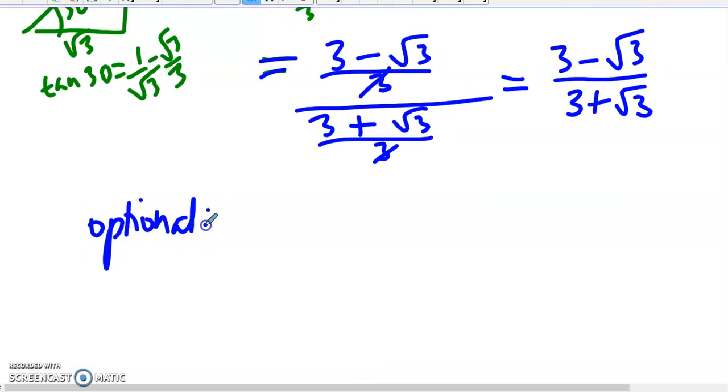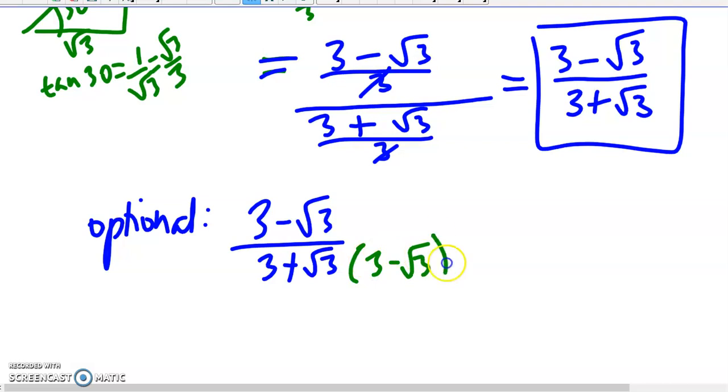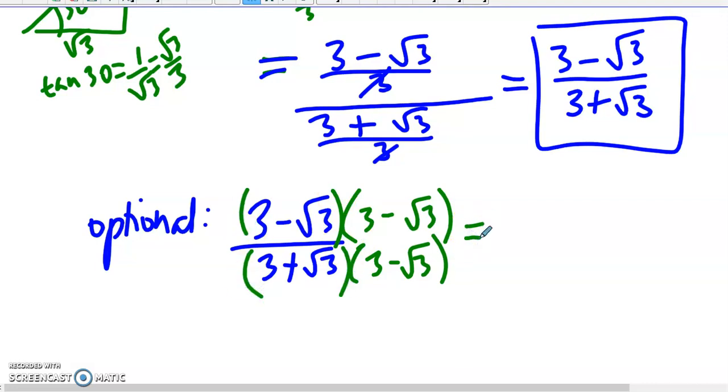And you could take this further, and this is totally optional. You can use the conjugate to simplify this. So 3 minus square root of 3 over 3 plus square root of 3. So I could multiply this by 3 minus the square root of 3 and this by 3 minus the square root of 3. Now let's see where this goes. So this is going to be 9 minus 3 in the denominator. And then in the numerator, I have first times first is 9.